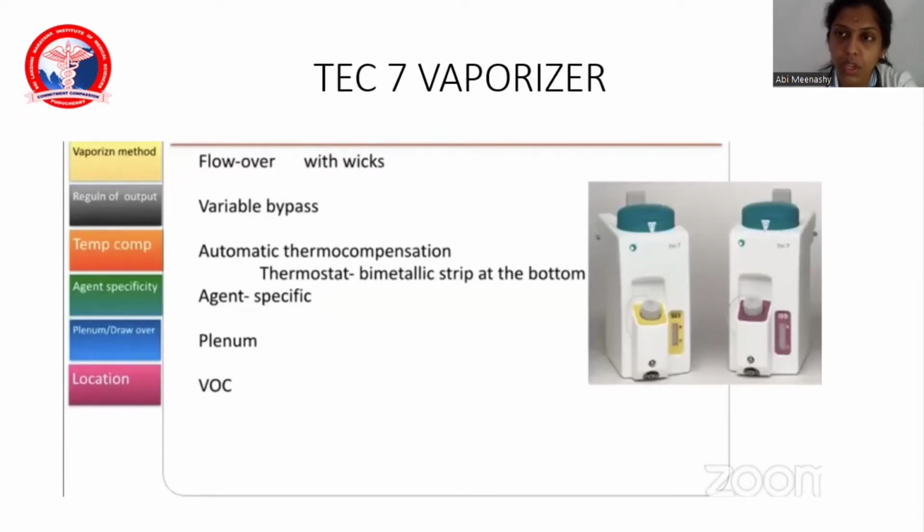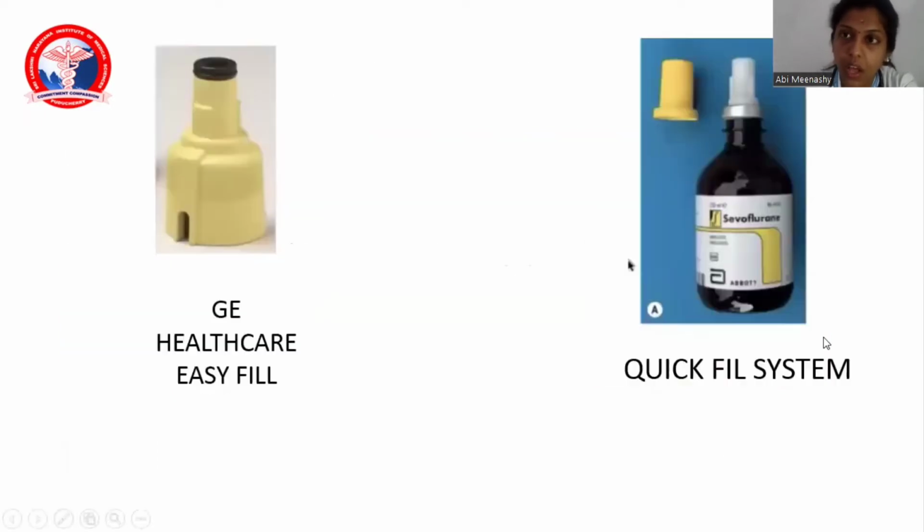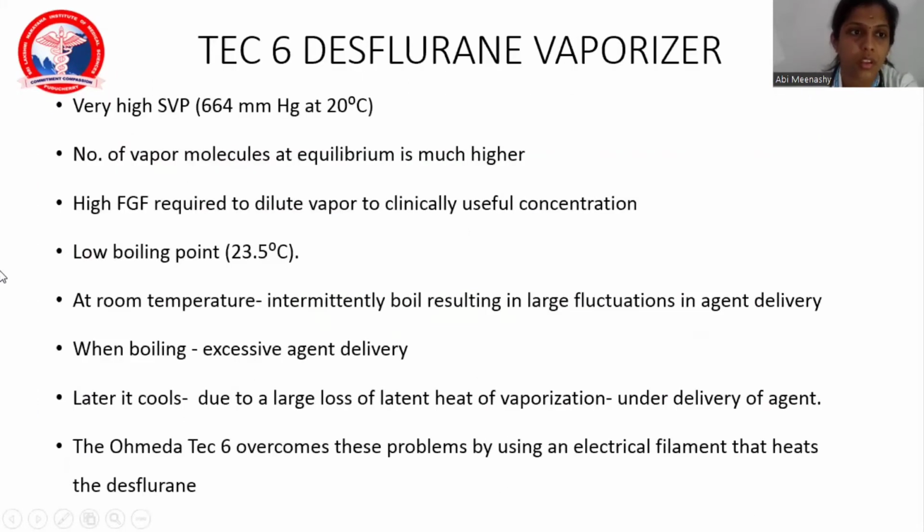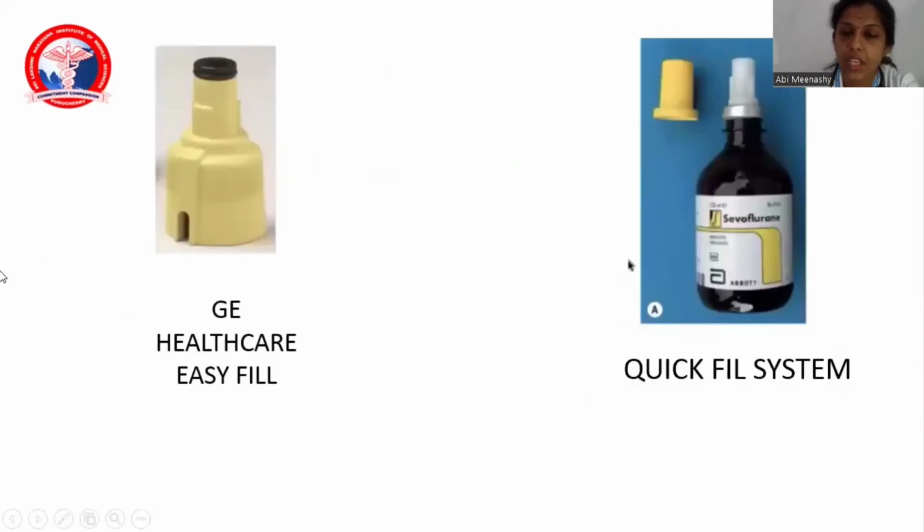in the key fill system, if you lose your filler, you cannot fill the vaporizer. Here that is an advantage. You don't have a key filler. This nozzle comes attached with the bottle. This is the quick fill system for sevoflurane. It's also called easy fill.